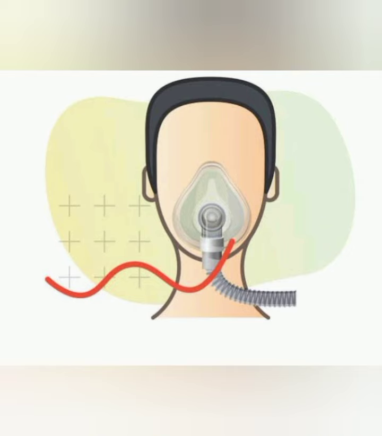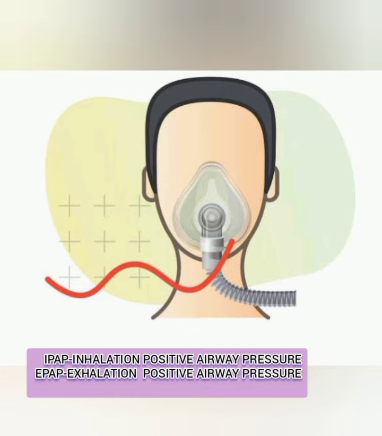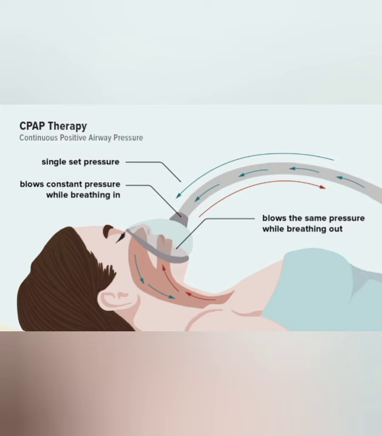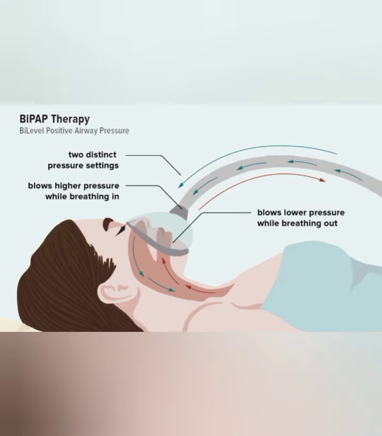BiPAP refers to bilevel or two-level positive airway pressure. It delivers both an inhalation as well as an exhalation pressure. These two pressures are also called inhalation positive airway pressure and exhalation positive airway pressure. This is the diagram showing the CPAP therapy as well as the diagram showing the BiPAP therapy.